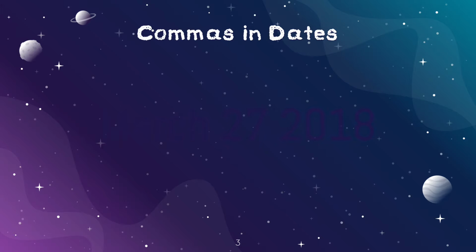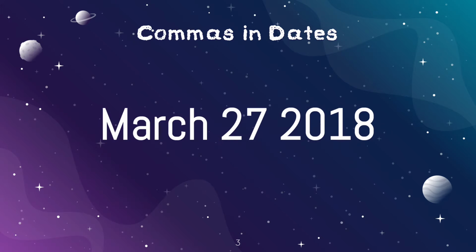Here is another example. March 27, 2018. March is the month, 27 is the date, and 2018 is the year. In order to write this correctly, I need to place a comma between the date and the year to separate them.